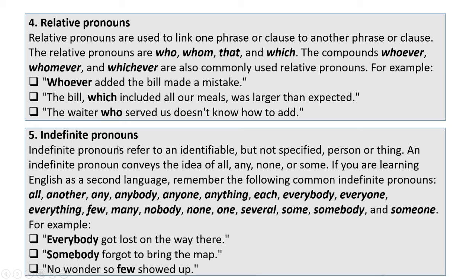Number 5, indefinite pronouns. Indefinite pronouns refer to an identifiable but not a specified person or thing, and indefinite pronouns convey the idea of all, any, none, or some. If you are learning English as a second language, remember the following common indefinite pronouns: all, another, any, anybody, anyone, anything, each, everybody, everyone, everything, few, many, nobody, none, no one, one, several, some, somebody, or someone. So you have to memorize these words because they are indefinite pronouns. They are not identified or specified to a person.